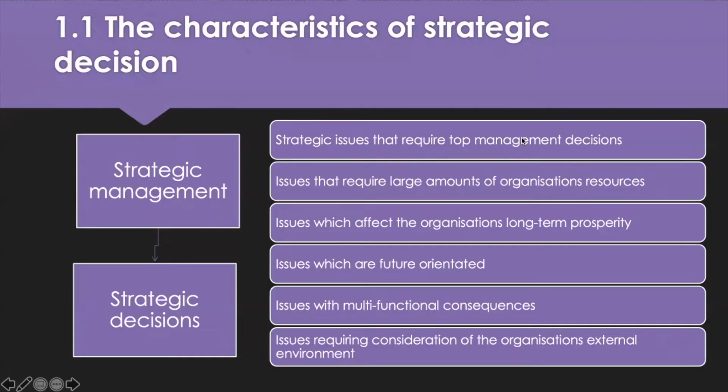So let's start by looking at the characteristics of strategic decisions. Strategic management is defined as a set of decisions and actions that result from formulation and implementation of plans designed to achieve organisation objectives. Whereas strategic decisions are actions or chosen paths as part of that strategic management process. But in order to understand strategic decisions, it's really important to understand the main tasks or the purpose of strategic management.